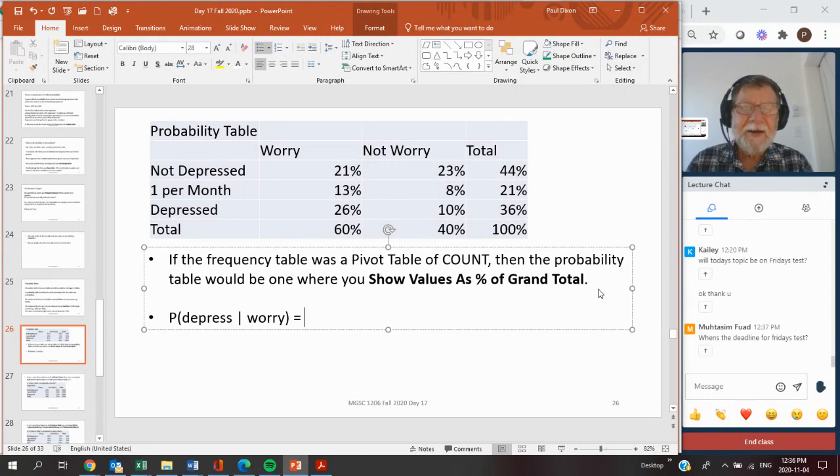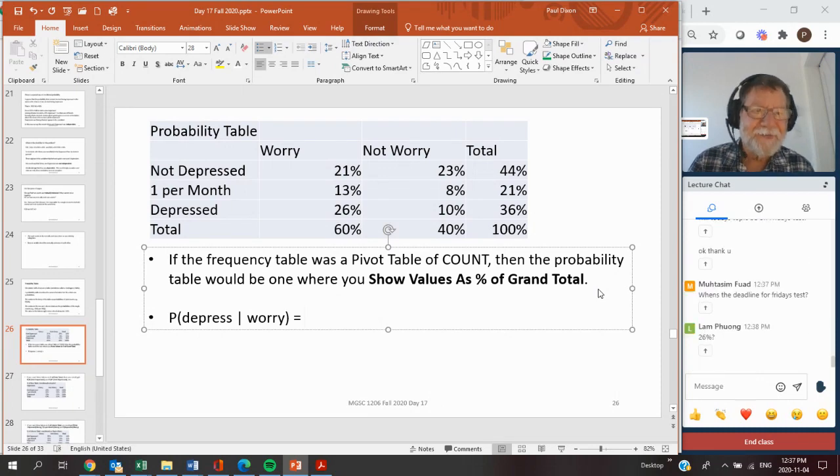Anyone got any thoughts on what this probability would be? Probability of being depressed, given that you're someone that worries? And if you do it from the table that's here, how would I calculate it? You don't have to give me the exact number.